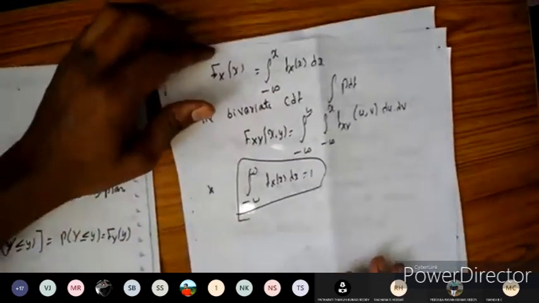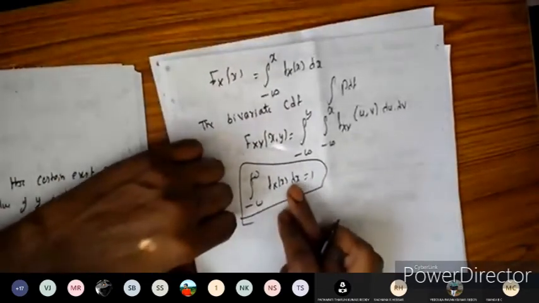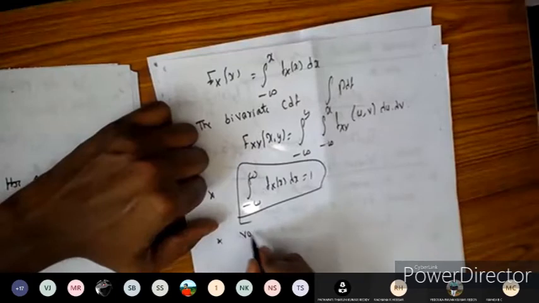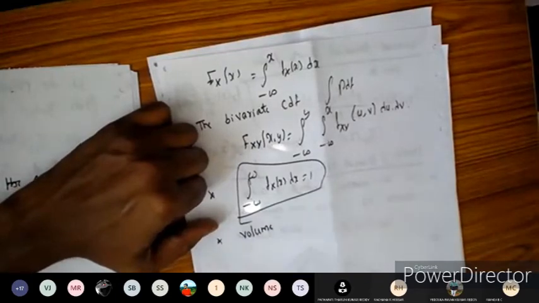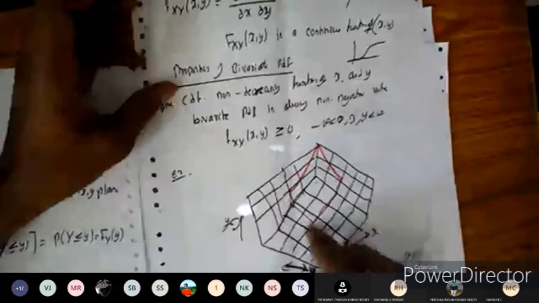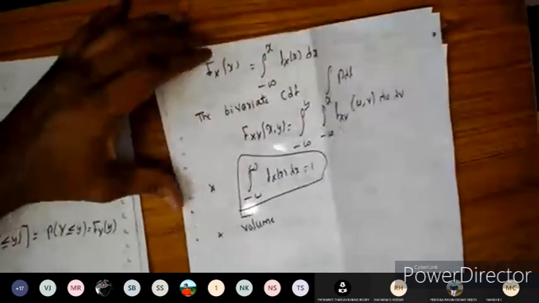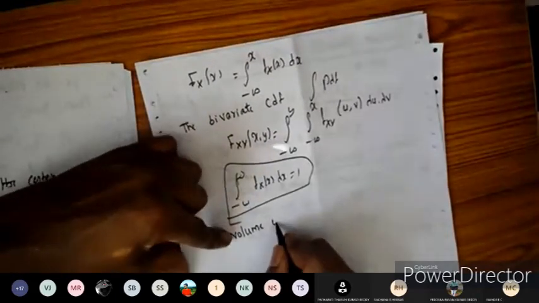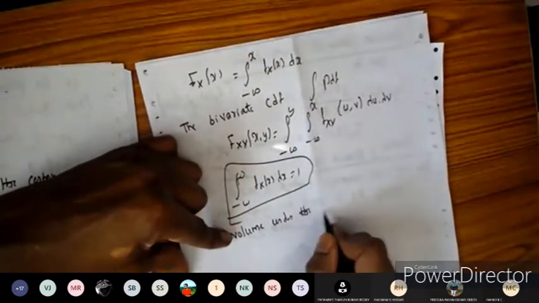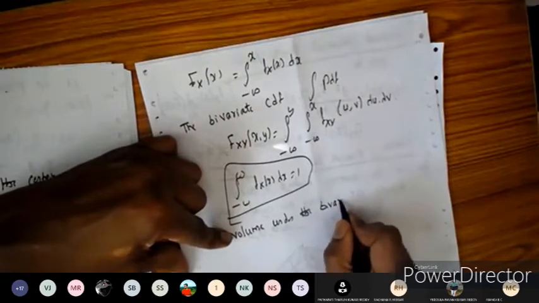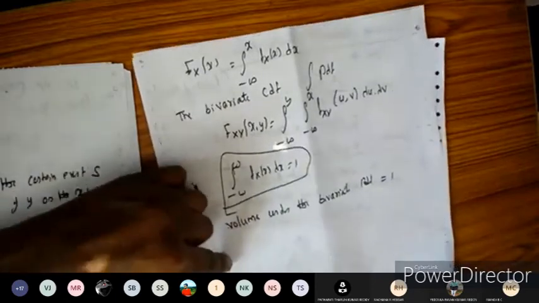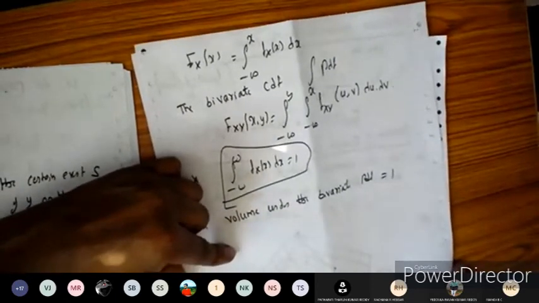In a similar way we can extend that. For the single random variable, we call it the area. For the bivariate random variable, we call it the volume, because, as in the graph I plotted, it appears similar to a volume. So what we can say is the volume under the bivariate PDF will be equal to 1. The volume under the bivariate PDF is equal to 1.